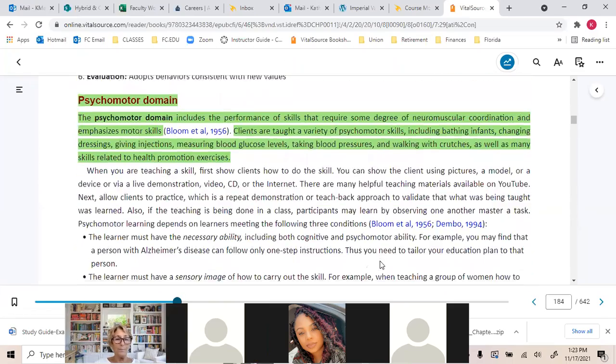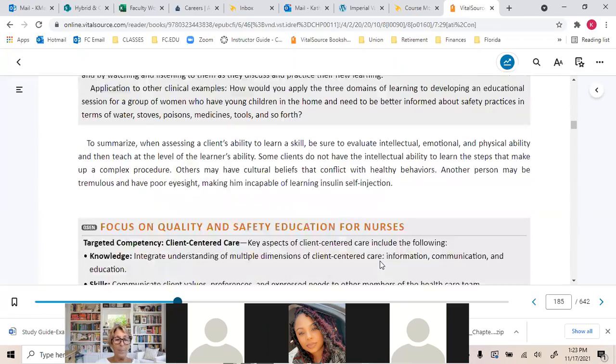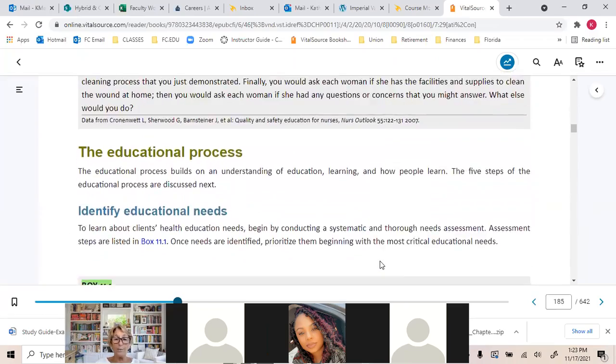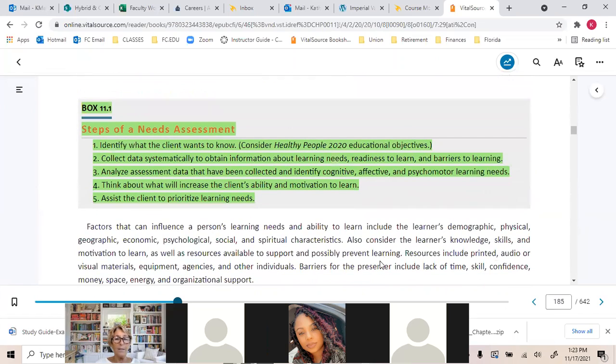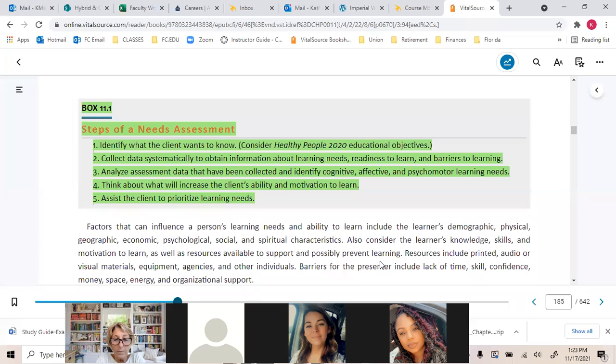So those are your three domains of learning. I put those on a little index card as well. Okay. Before we do any kind of group, individual, population activity, what do we need to do first? First and foremost, please think of your ADPIE. What's your A? What's your A in ADPIE? Assess. Assessment.